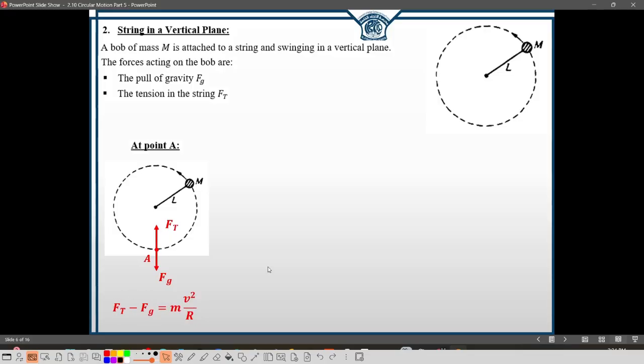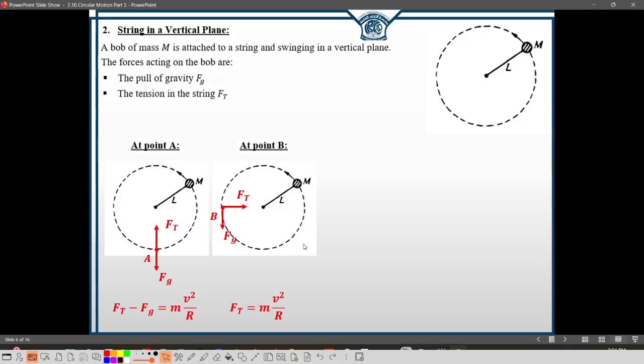because Ft minus Fg is the net force, or the centripetal force. Now at point B, let's assume that the point B is here. Now the forces are the Ft and Fg, but the direction will be different now. Fg is always perpendicular and Ft always toward the center. Since Fg has nothing to do with the centripetal direction, only the Ft will be promoted to centripetal force. And this centripetal force, the Ft, is equal to mv squared over r.